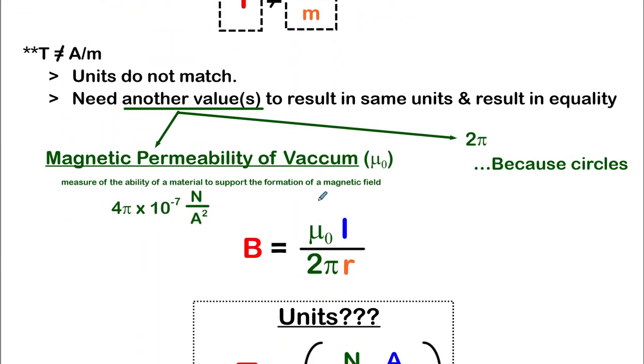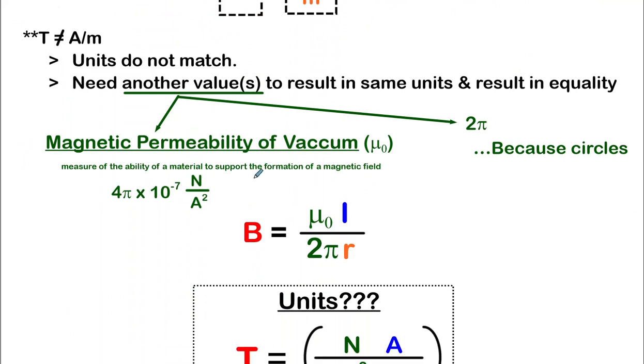Okay, so if we put that all together, we end up with this relationship. I will save you the algebra, but in short, the magnetic field of a material with current going through it is directly proportional to current, inversely proportional to the distance, and then it turns out we need a constant, and that is called the magnetic permeability of a vacuum. Basically, it just measures the ability of a material to become or have a magnetic field around it, and this is the number. It is 4 pi times 10 to the negative 7th newtons per amp squared.